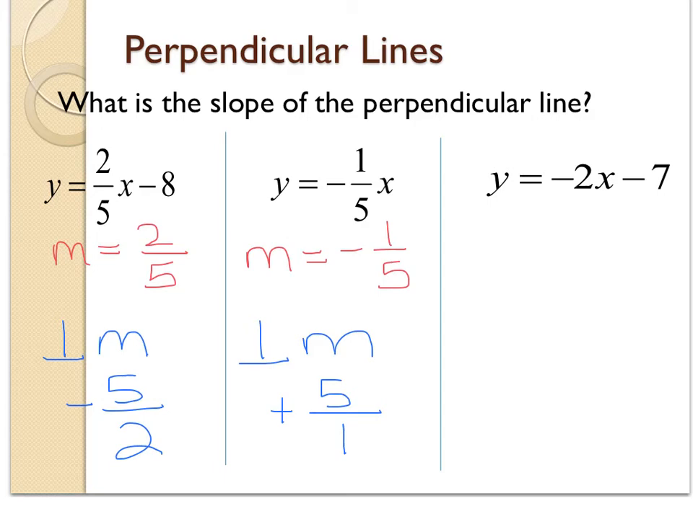In this line, the slope is negative 2 over 1. The perpendicular slope is 1 over 2. It's positive because the given slope is negative, and the perpendicular slope is always the opposite sign.